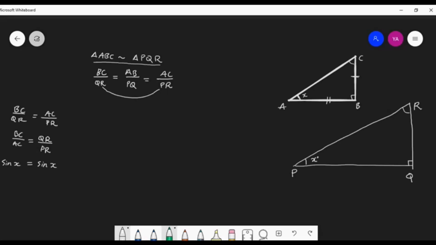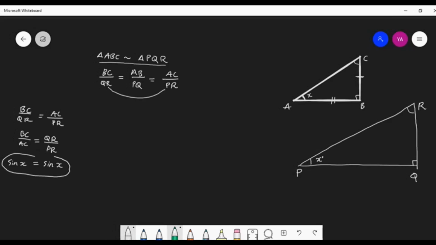These two angles are equal, and we have found that the sine values of these two equal angles are equal. Even though their sizes are different, their sine values are equal. In other terms, you can say sine A in the first triangle is equal to sine P in the second triangle if angle A is equal to angle P. If angle A is equal to angle P, then sine A and sine P are equal.